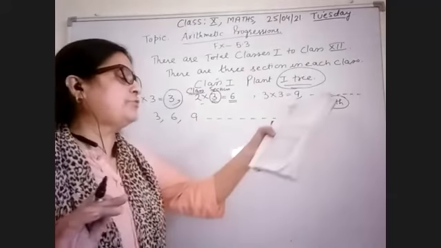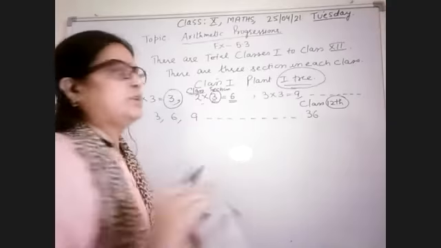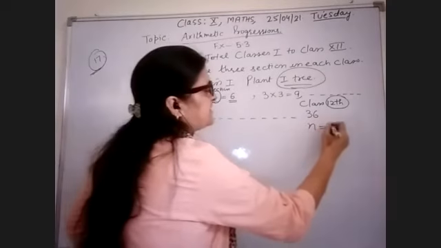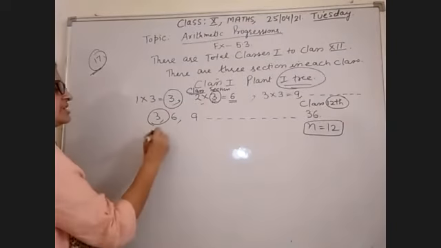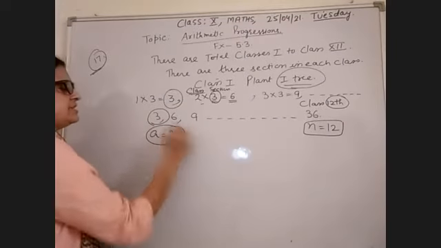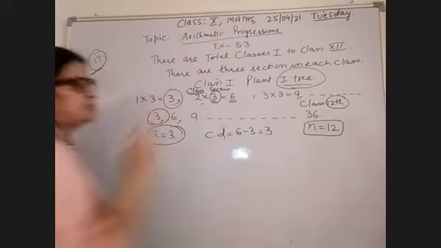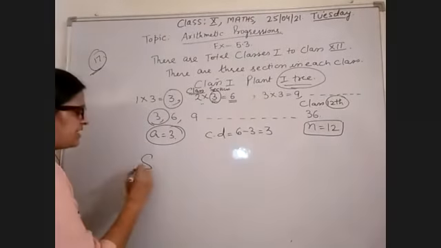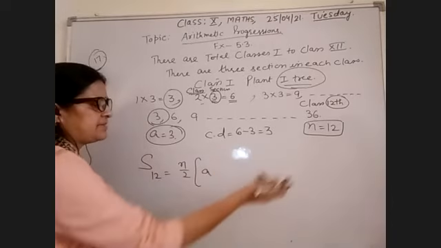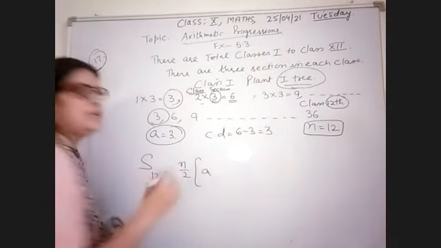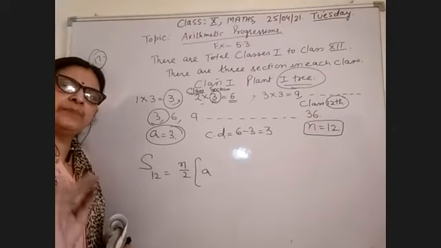Now you have to find the total number of trees planted by the students. The number of classes is 12. You have n equal to 12, the first term in this question is 3, and the common difference is 6 minus 3, that is equal to 3. And how will you find the total plants? n by 2 into (a plus last term), or you can also use 2a plus (n minus 1) into d. Both methods are correct.